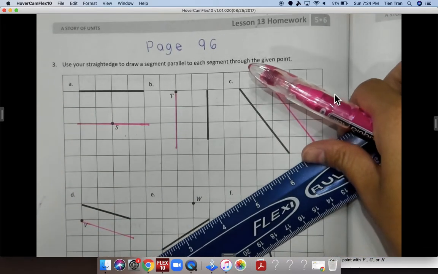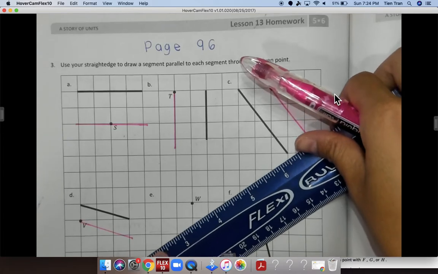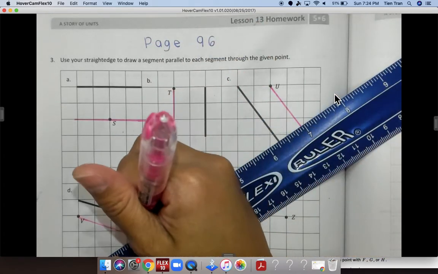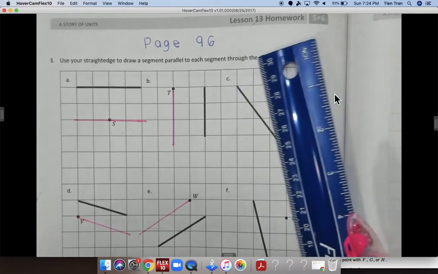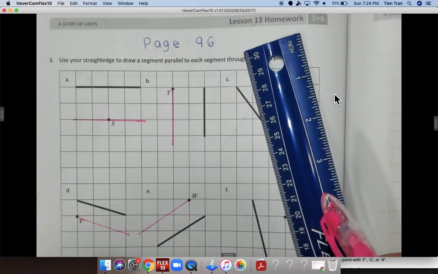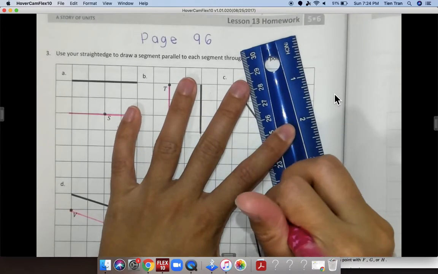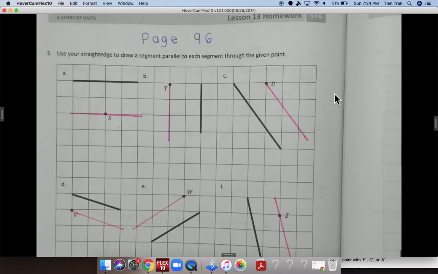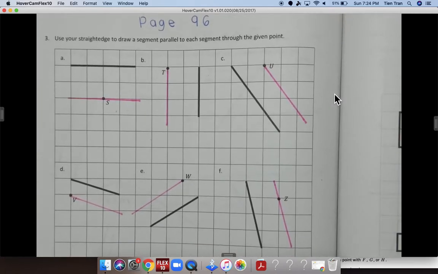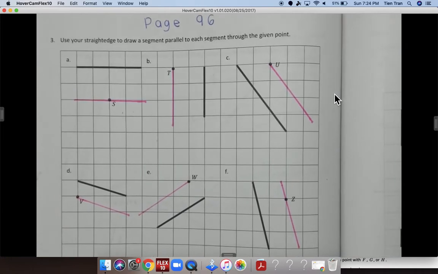For the next one, there's a little dot W right there. Slide my ruler and draw the parallel line. For F, I'm going to slide my ruler and draw my line. Okay, and now this is a good time to pause the video so students have time to draw these lines.